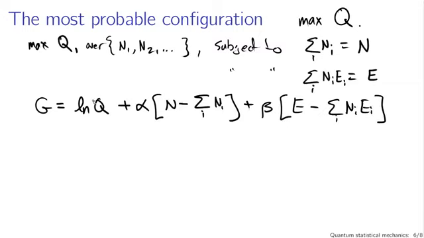Now if you think about what it means to maximize this, I've added two additional variables. Instead of just having n1, n2, etc., up to n infinity, instead of infinitely many variables, I have infinitely many variables plus alpha and beta. I have two additional variables.